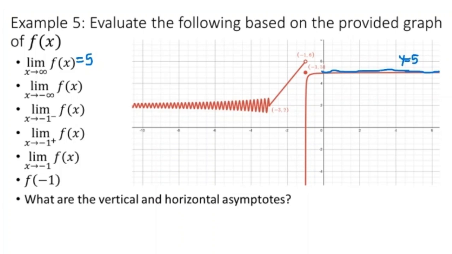Now for the limit as x approaches negative infinity of f of x, which means we're trying to look at what our graph does on the far left. Now, if we look at the far left, notice how our graph is oscillating. Now, we learned before that oscillation is an indicator of limits not existing.